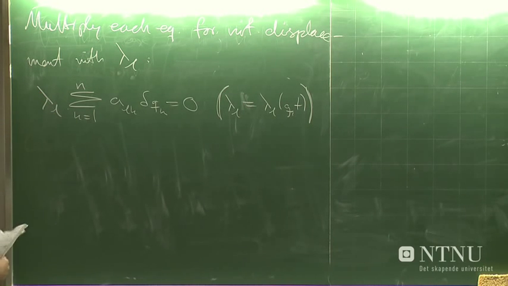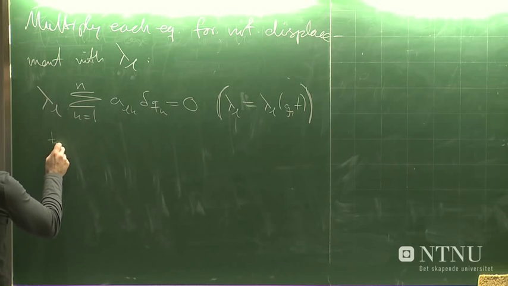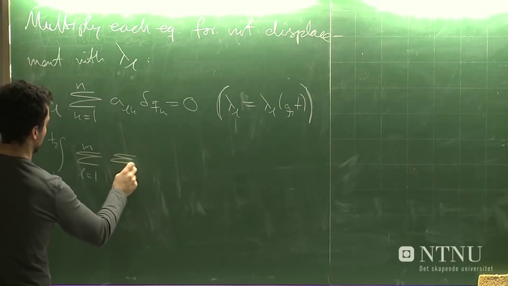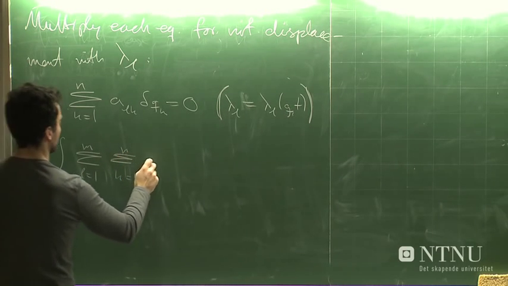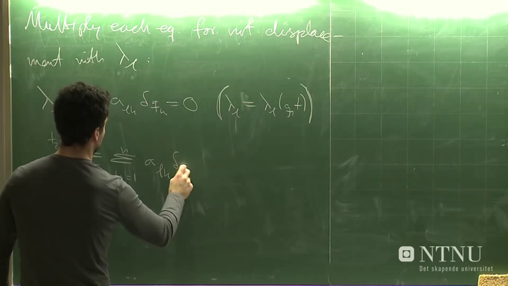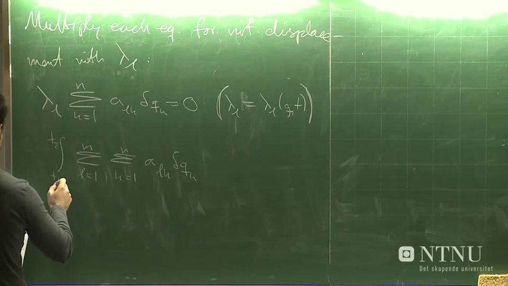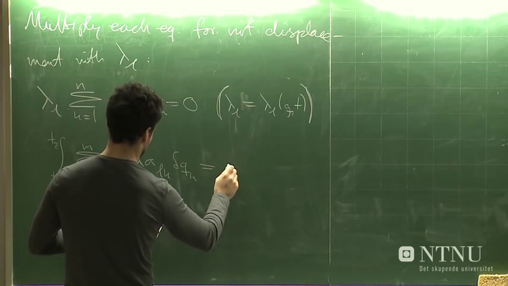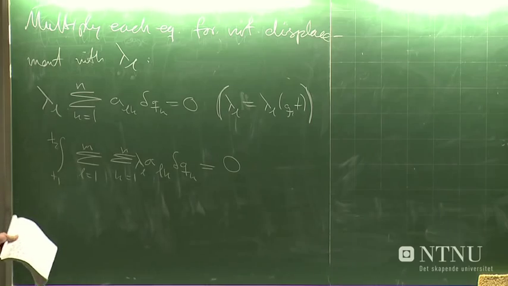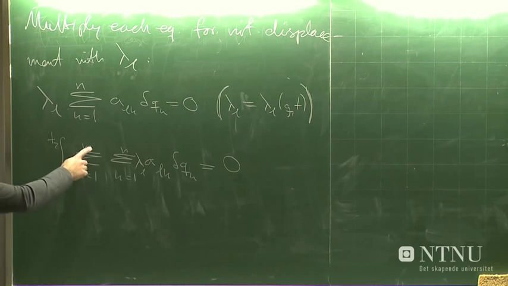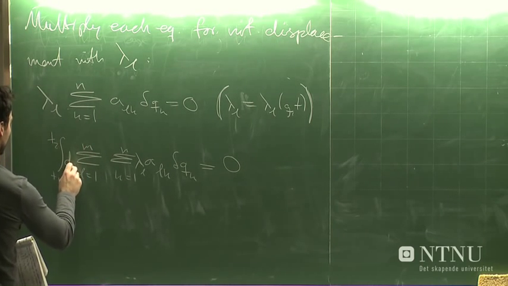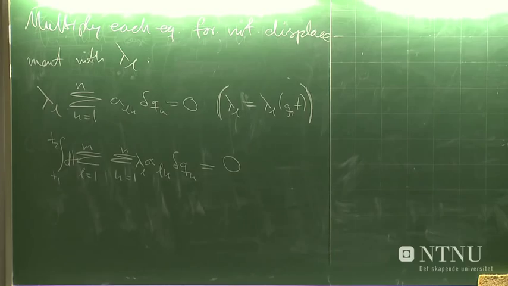Well, if this is 0, this also has to be 0. I just sum over all l and integrate over time. I should have a dt here somewhere. Okay.